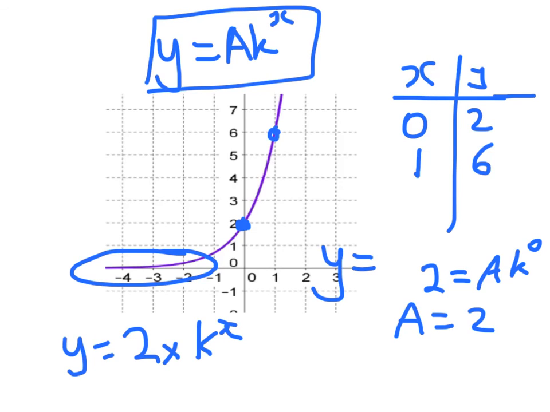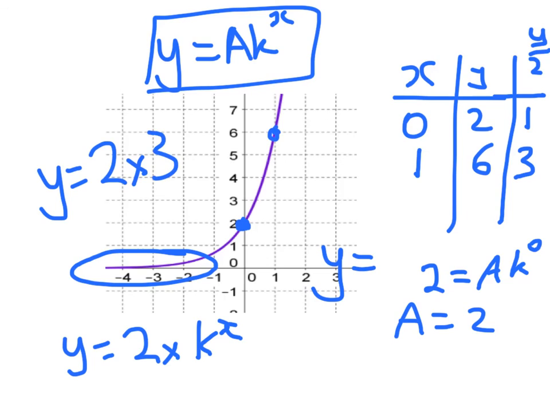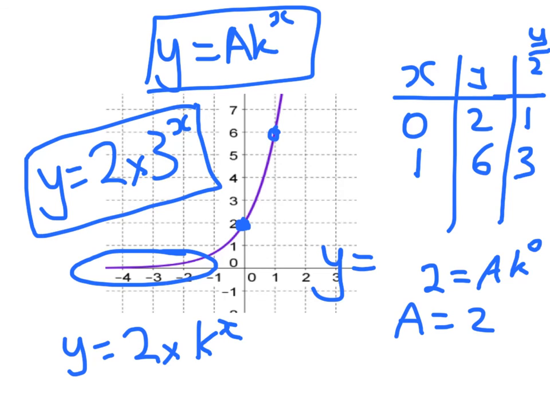So if I come over to my little table and I divide each of those y values, it's easy to find the base, right? It's going up in powers of 3, 1 and then 3. So this equation will be y is equal to 2 times 3 to the power of x. Okay, that's all for now.